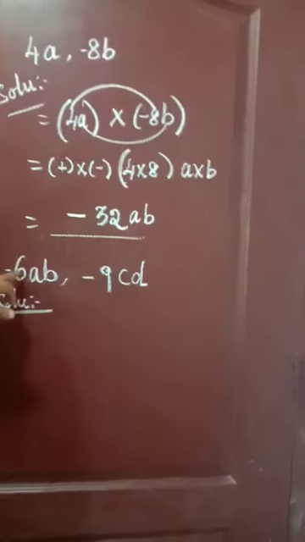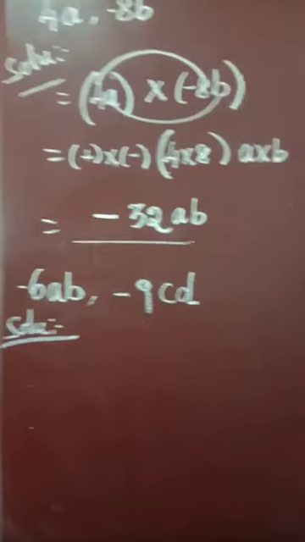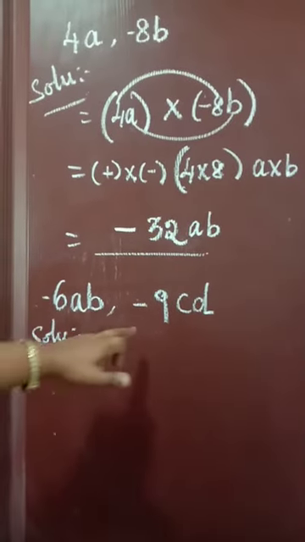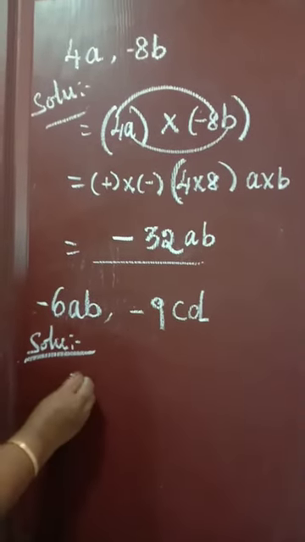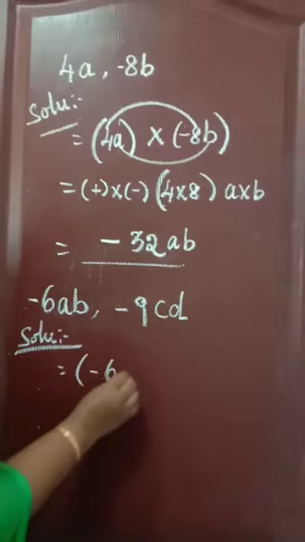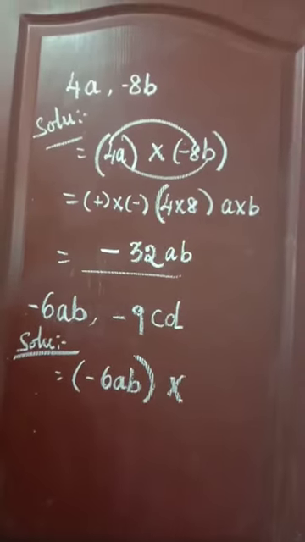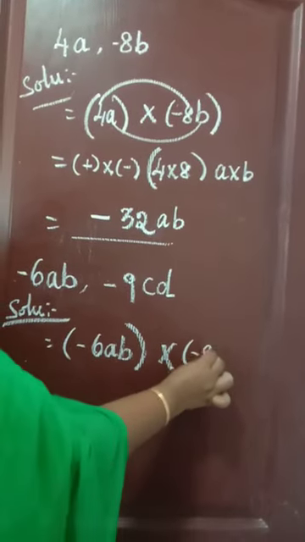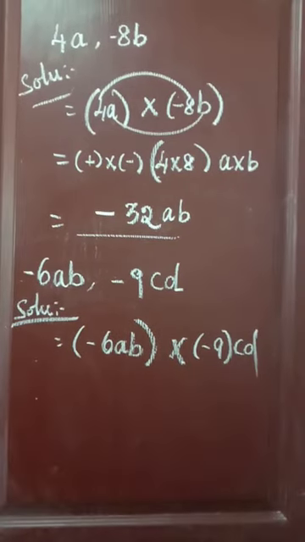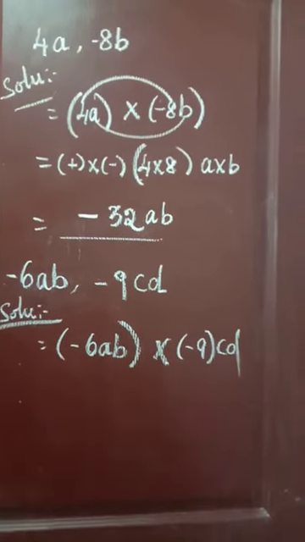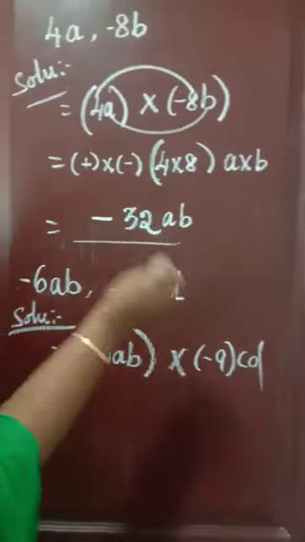So next is minus 6ab comma minus 9cd. So we are going to multiply these two monomials. So first one, minus 6ab. So here you have to write minus 6ab. For multiplication you have to put the symbol into. So next one, minus 9cd. So listen. First you have to multiply the sign. What are the signs present here? So here minus, here minus.